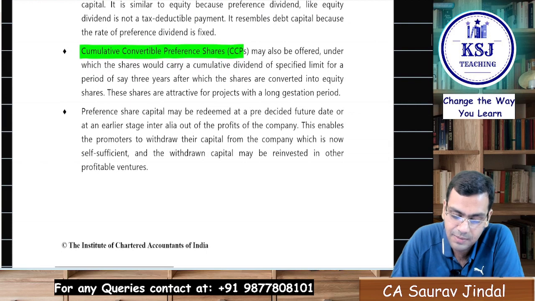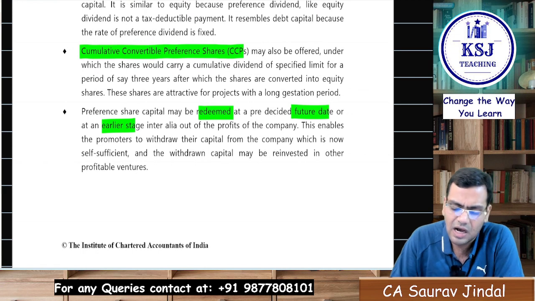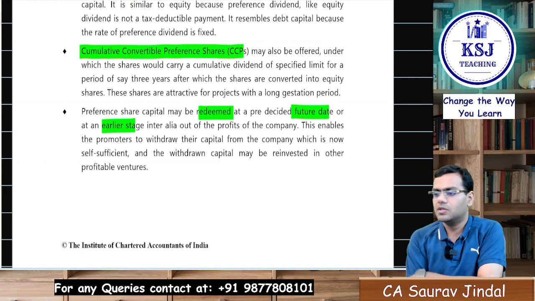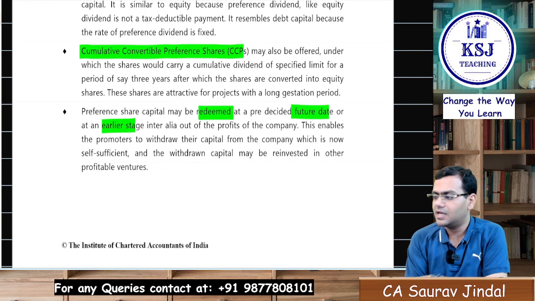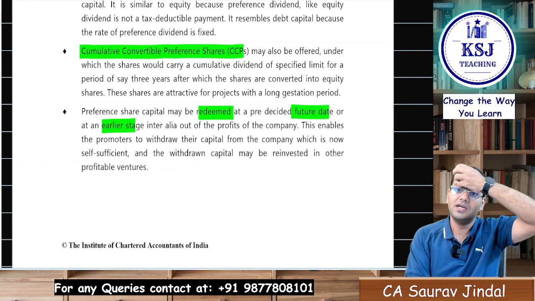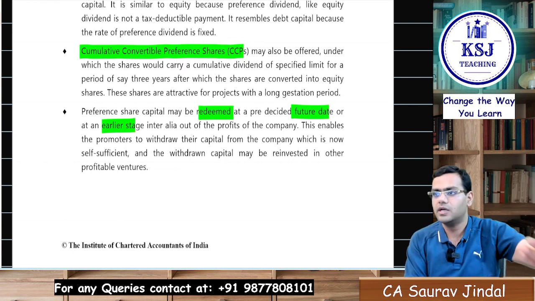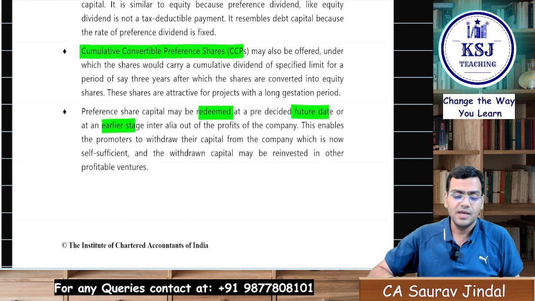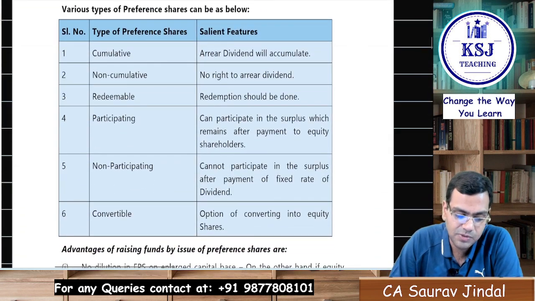Preference share capital may be redeemed at a pre-decided future date or at an earlier stage out of the profits of the company. That depends upon the company policy. If they say that the redemption is to take place after 10 years, they can redeem it after 10 years, or if the requirement is that before 10 years they want to redeem the preference shares, they can redeem them. So types of preference shares are given.